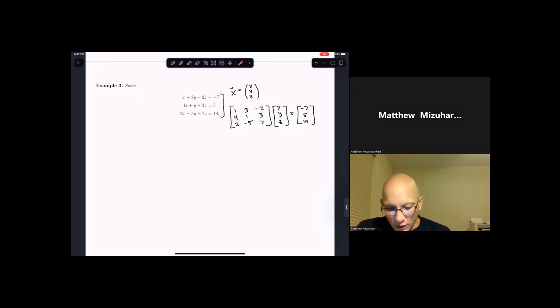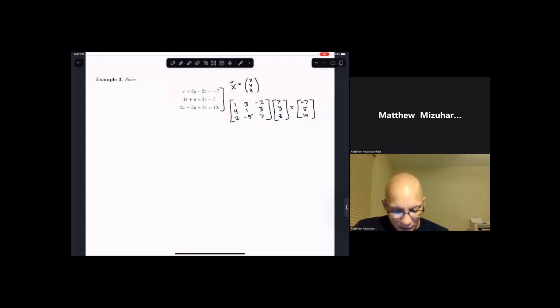Now, to solve for the unknown x, y, and z, as in the last example, we just set up the augmented matrix and row reduce. So the augmented matrix is 1, 3, -2, -7; 4, 1, 3, 5; 2, -5, 7, 19. I already have a 1 in that top left position, which is very nice for pivoting.